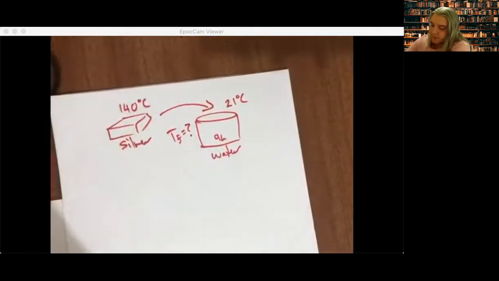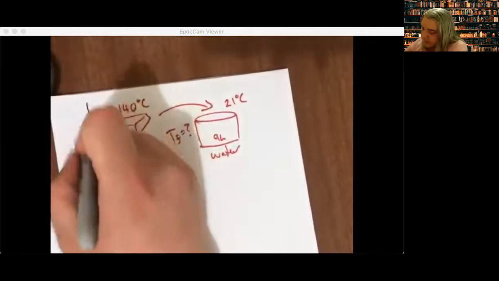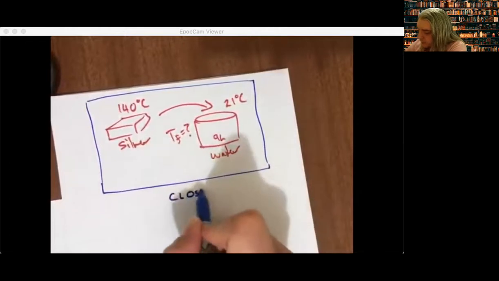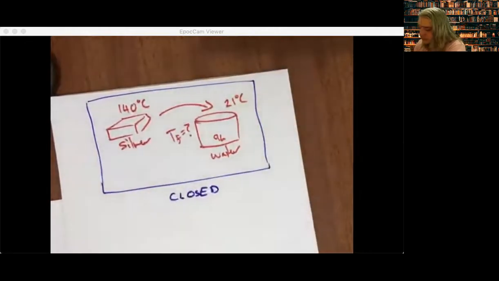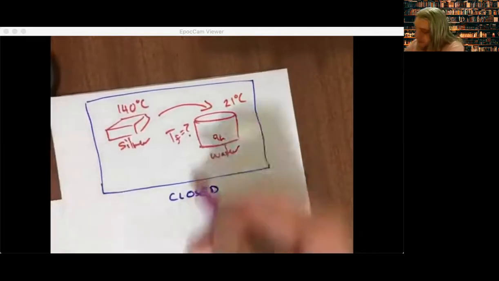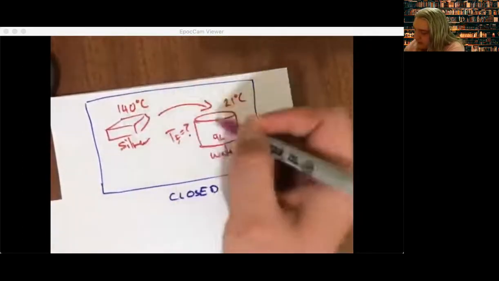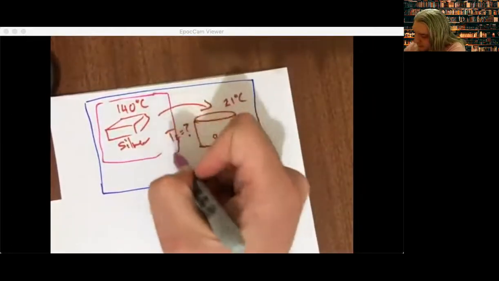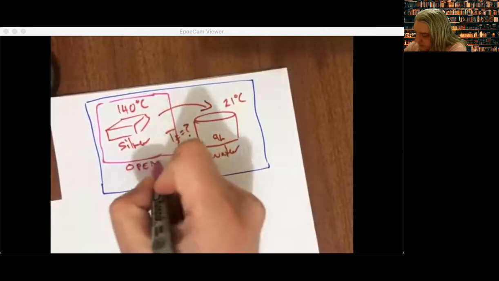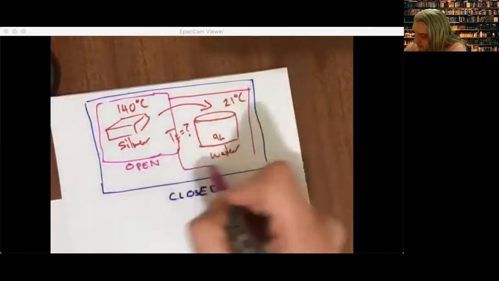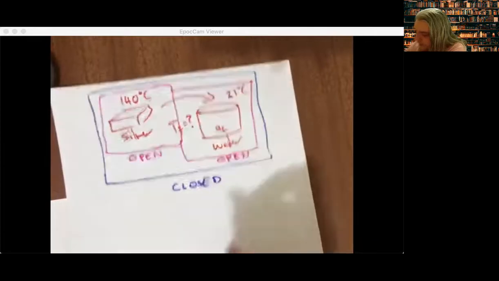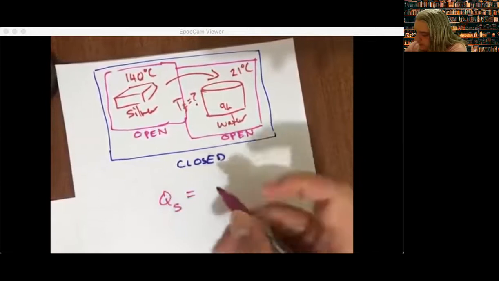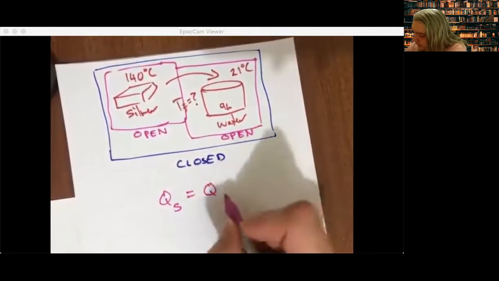The key thing to remember is that we haven't been told anything about heat loss to the environment, so we're assuming overall this is a closed system. If we consider everything, it's closed. But of course, to understand what's going on between the two parts of this setup, we need to think about them individually. So this is an open system of our silver, and this is an open system of our water. And so we know that the Q lost by the silver is going to be equal to the Q gained by the water.